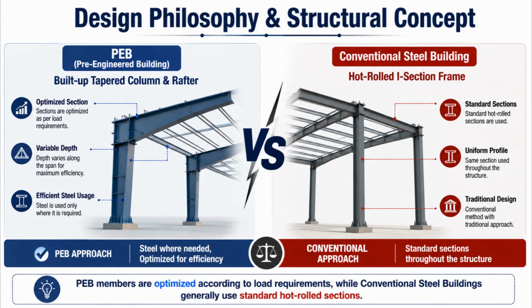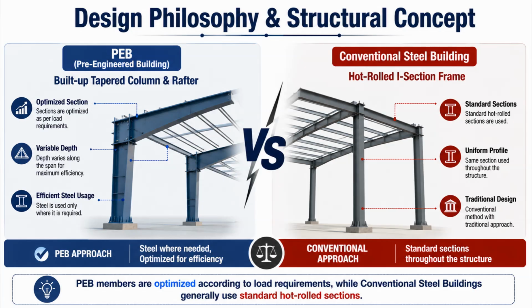Let us first understand the basic design philosophy. In a PEB system, built-up tapered sections are used. The member size varies along the length according to the actual load requirements. This means steel is provided only where it is structurally required, resulting in optimized and efficient design.